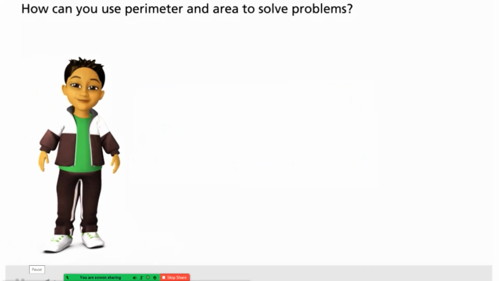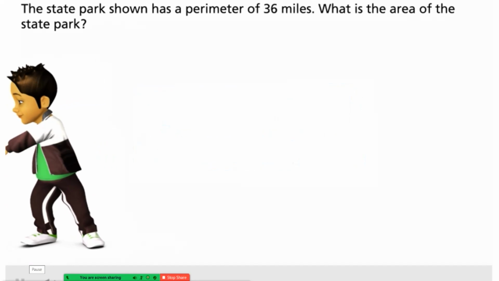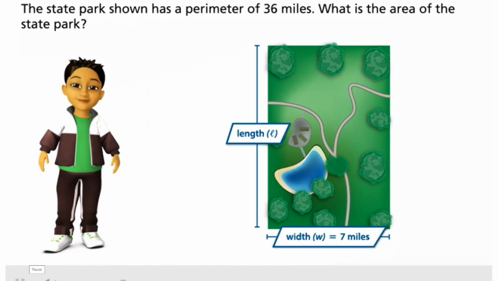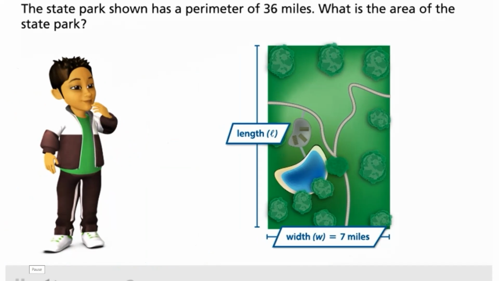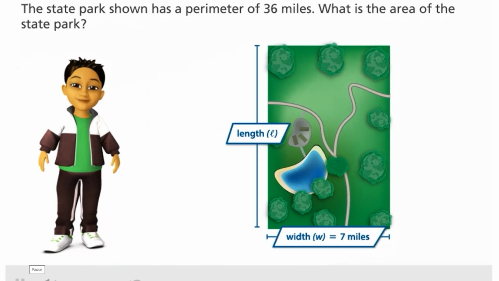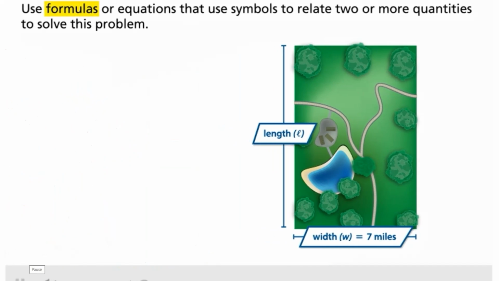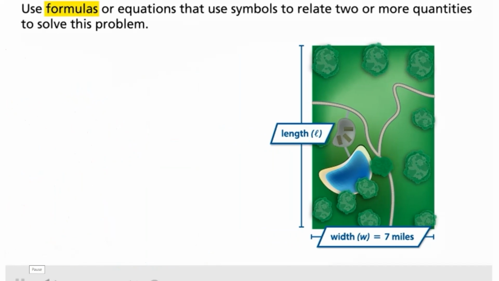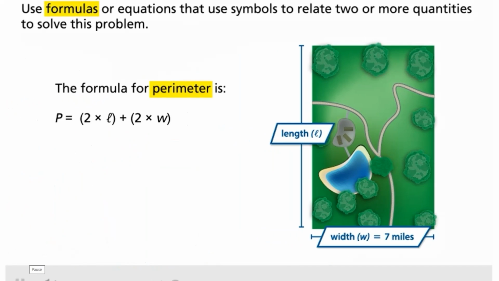How can you use perimeter and area to solve problems? The state park shown has a perimeter of 36 miles. What is the area of the state park? Use formulas or equations that use symbols to relate two or more quantities to solve this problem. The formula for perimeter is perimeter equals the quantity 2 times length plus the quantity 2 times width. The formula for area is area equals length times width.